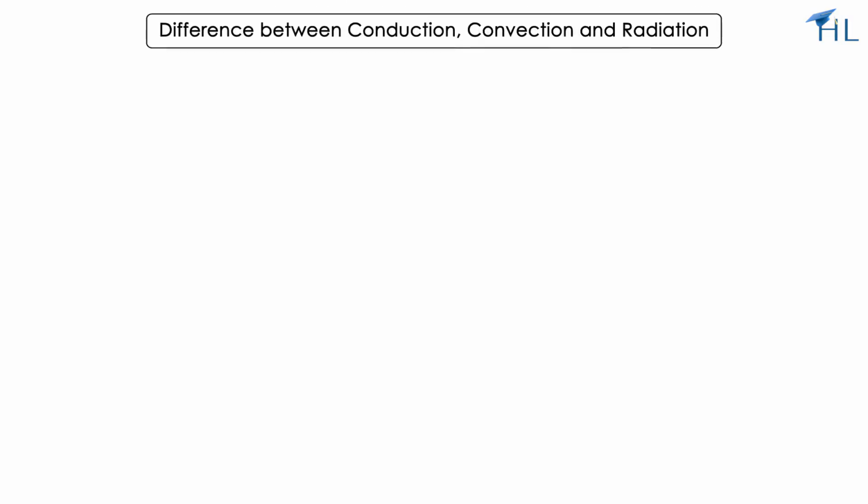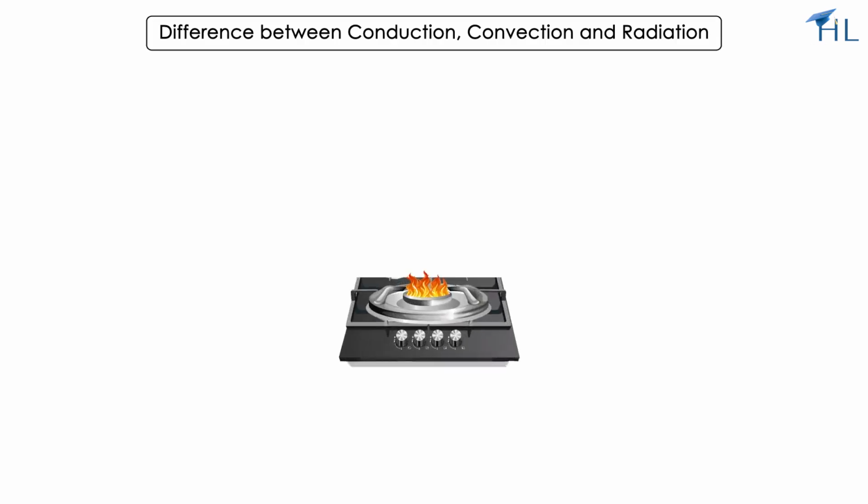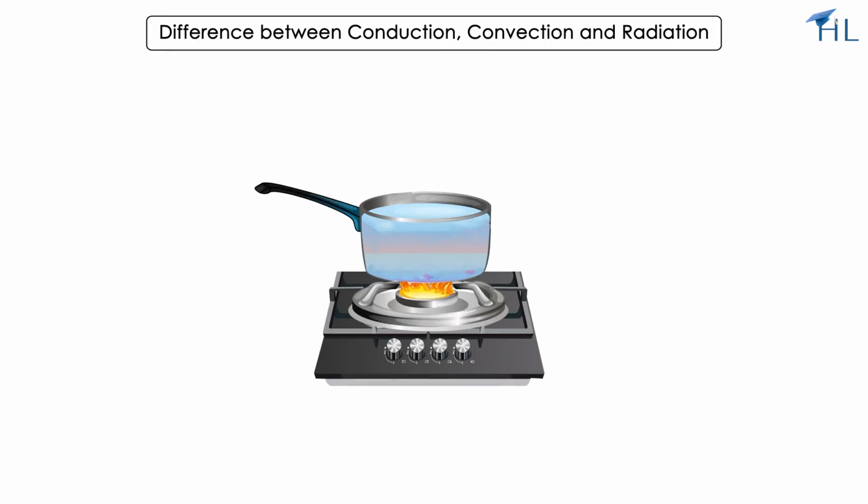Let us now understand the difference between all three modes of heat transfer through an example. When heating a pot of water, conduction, convection, and radiation all play a role in transferring heat. Initially, the heat from the stove travels from the bottom of the pot, through the walls, and up to the handle via conduction.